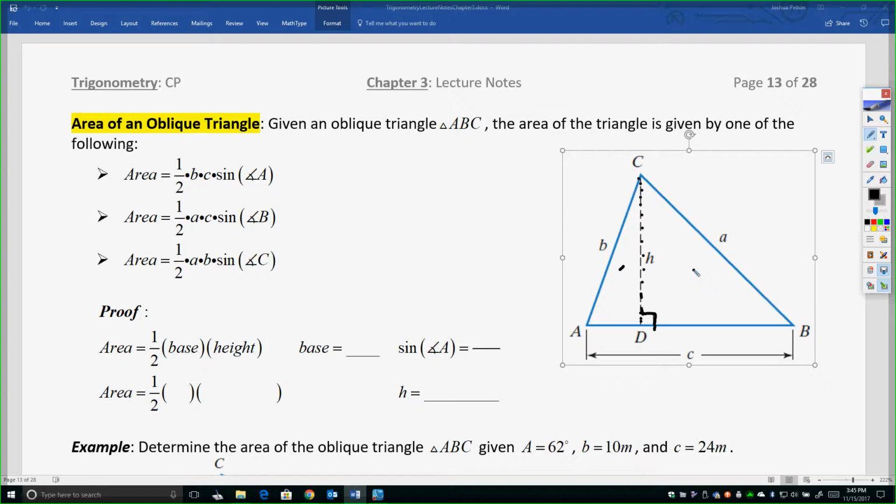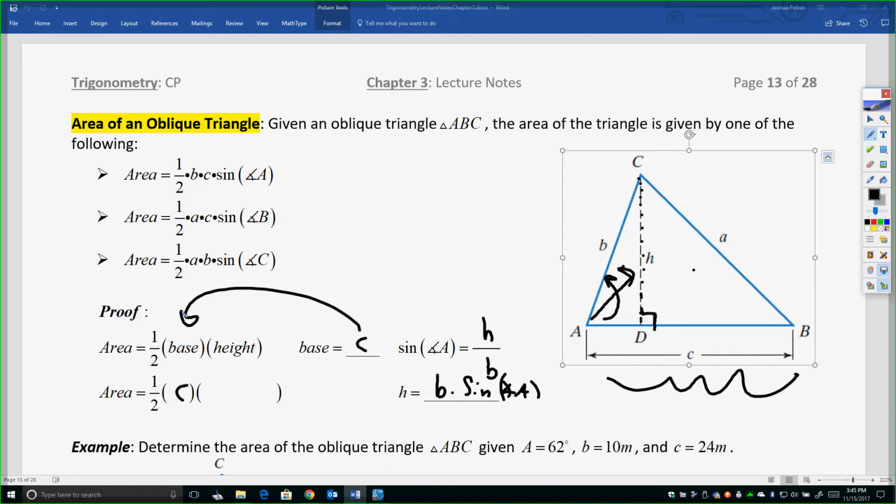So now my base in this case would be C if I do that. So this is my base, and I have a height now of h. If I do the sine using SOHCAHTOA, angle A is opposite over hypotenuse, right? So if I solve for h, I get b times the sine of angle A. So therefore the base is replaced with C, and the height is replaced with b times sine of angle A. And that gives us the new area formula.